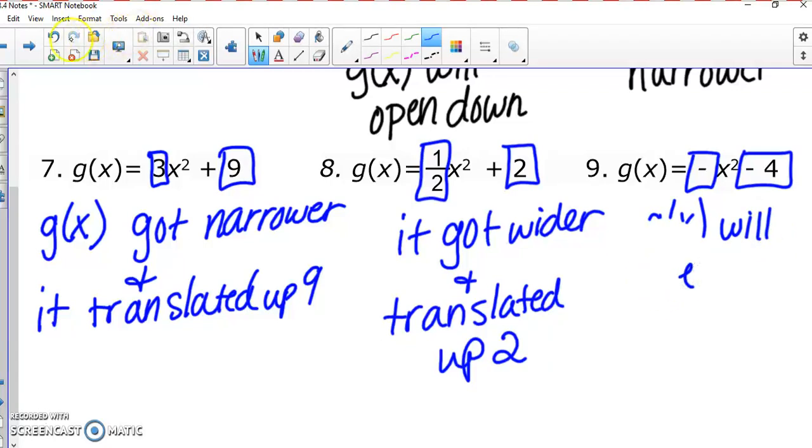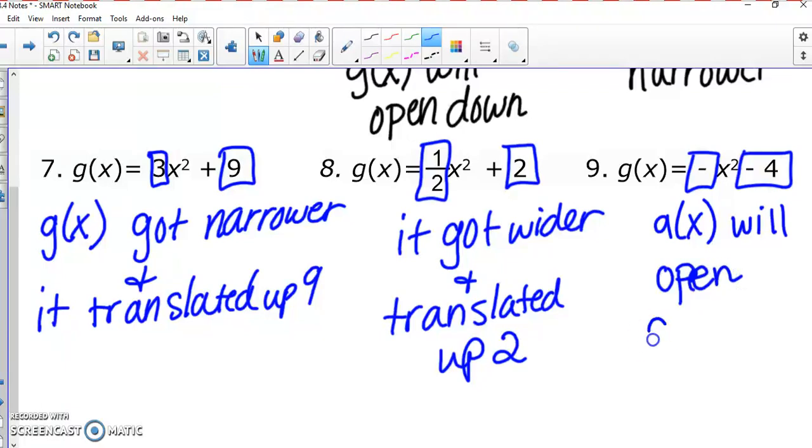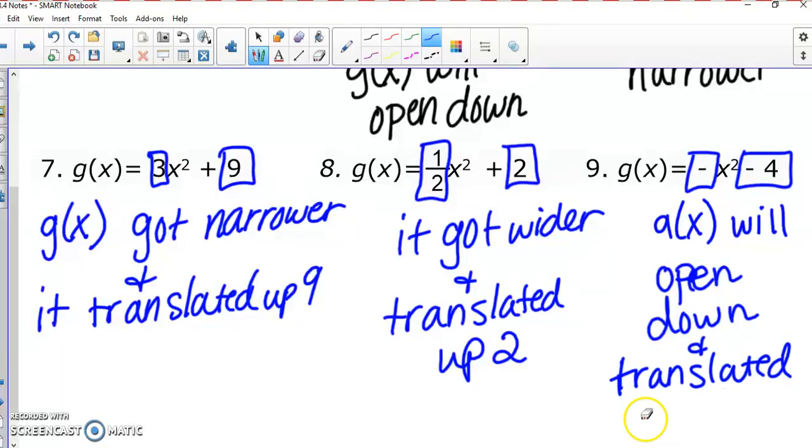Oh, my pen's doing crazy stuff. Let's try that again. So g of x will open down. And then that negative 4 just means it will get translated down 4, since that's a negative 4 tacked onto the end there.